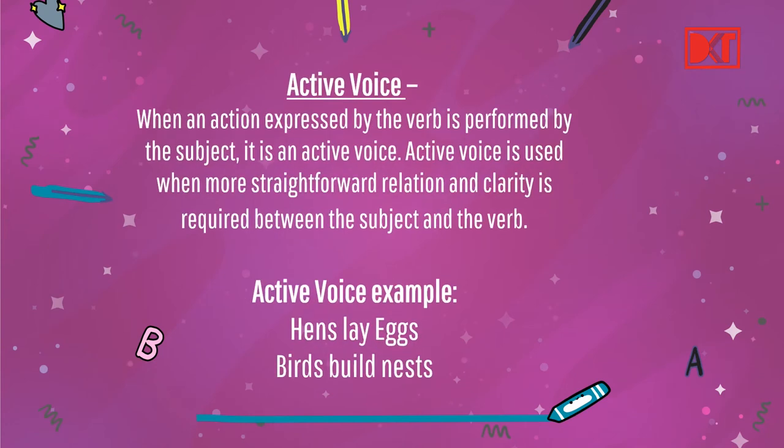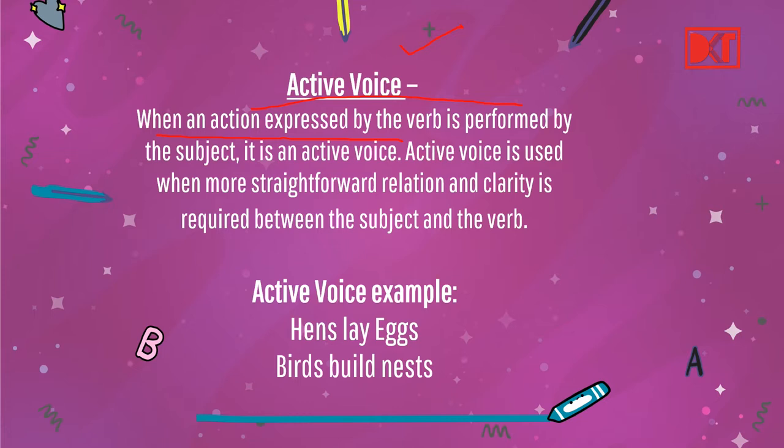Okay, so here we have the active voice. Now, active voice mein kya ho raha hai? When an action expressed by the verb is performed by the subject, it is an active voice. क्या बोला था मैंने आपको कि इसमें से हमें एक voice बताएगी कि action जो है वो perform हो रहा है किससे? Subject से. The subject जब action perform कर रहा है, becomes the active voice. मतलब जब subject हमारा active है, मतलब active कैसे है कि वो खुद ही action perform कर रहा है, तो वो हो गई active voice.